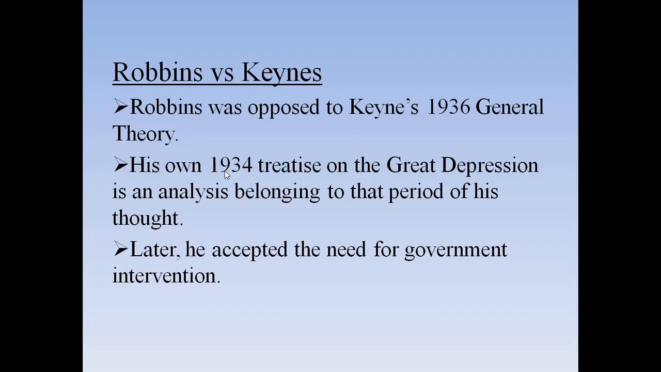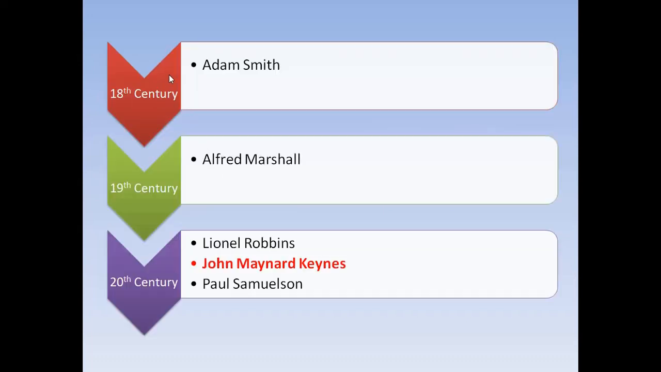But when Keynes came up with his theory in the year 1936, finally Robbins also had to agree that there should be government intervention. So because of the Great Depression only, economics was divided into two sections: microeconomics and macroeconomics. We already know that Adam Smith is known as the father of economics in general, but J.M. Keynes is regarded as the father of macroeconomics.